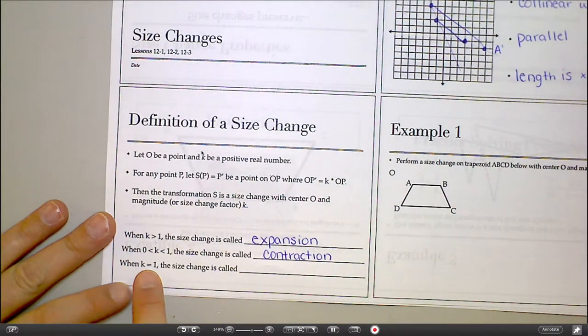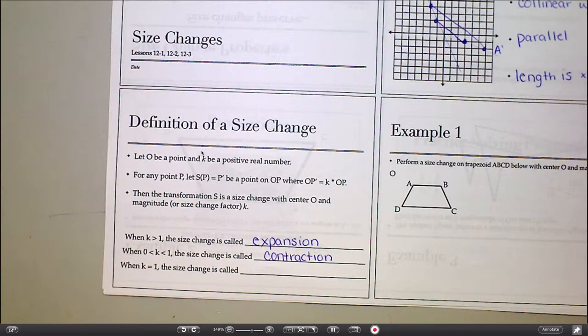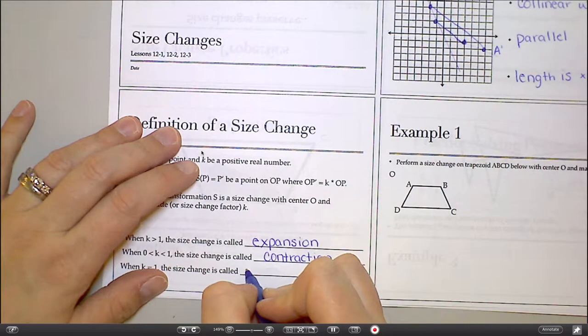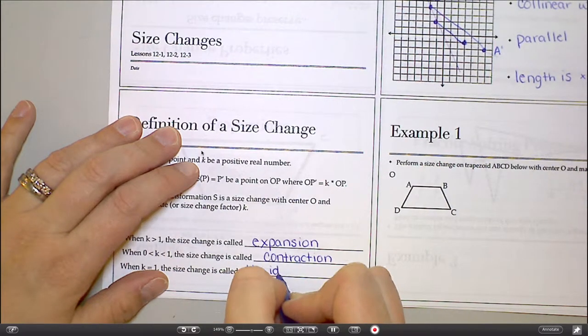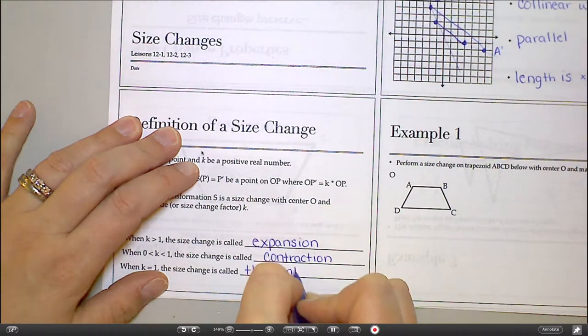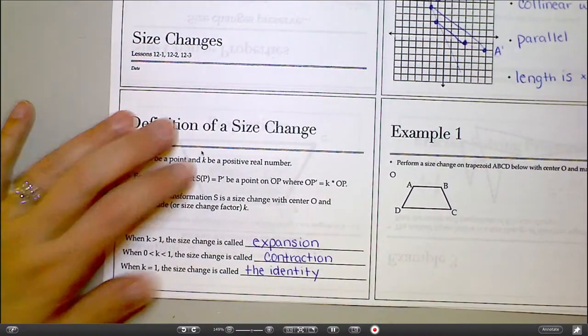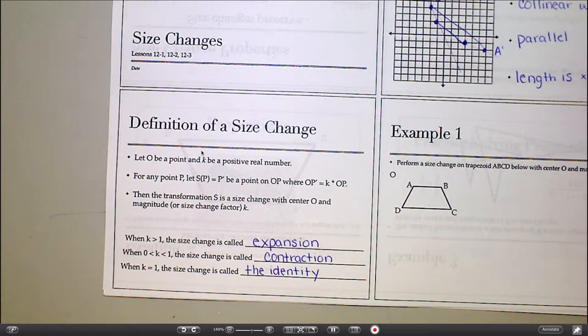And then what happens when k is exactly equal to 1? Identity. It's called the identity because the shape stays exactly the same. You multiply everything by 1. Okay. So that's pretty much what we covered yesterday.